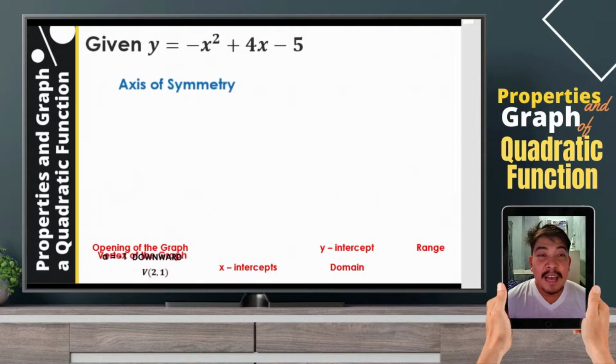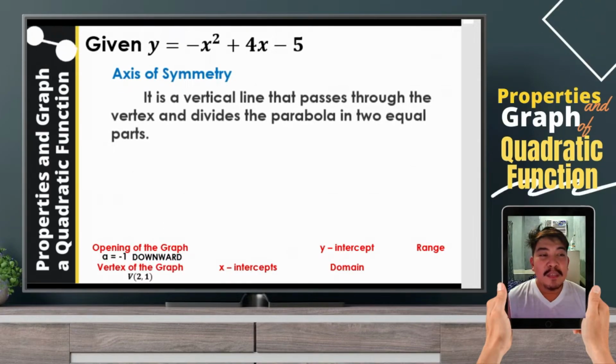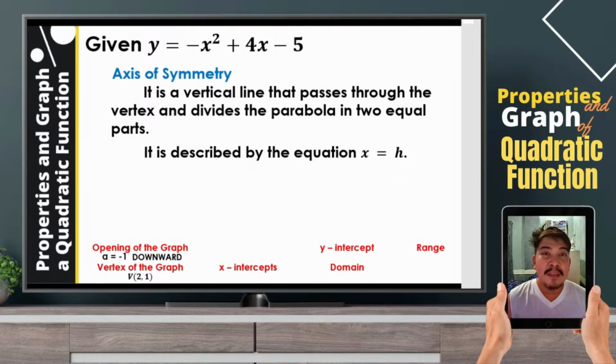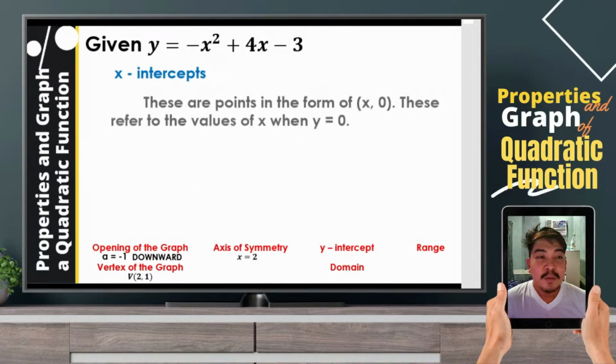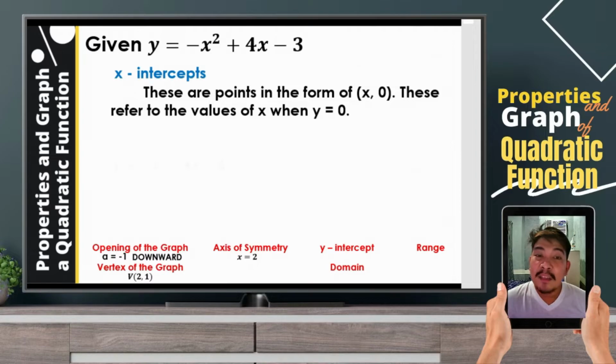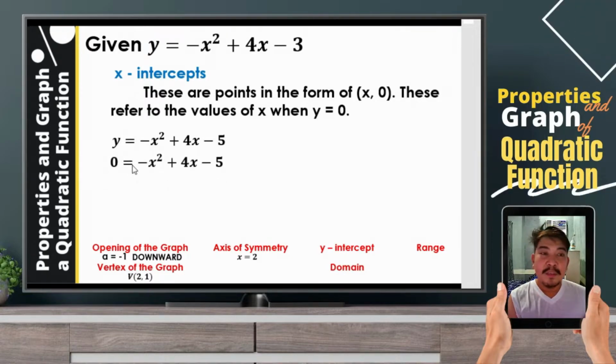So let us now proceed with the axis of symmetry. The axis of symmetry is again a line determined by x = h. We already have the value of h. We solved it a while ago. So that will be x = 2, since the value of h is 2. It can be seen in our vertex. So next, for the x-intercepts, we just need to let y be equal to 0. So from our quadratic function, letting y be 0, that will be 0 = -x² + 4x - 5.